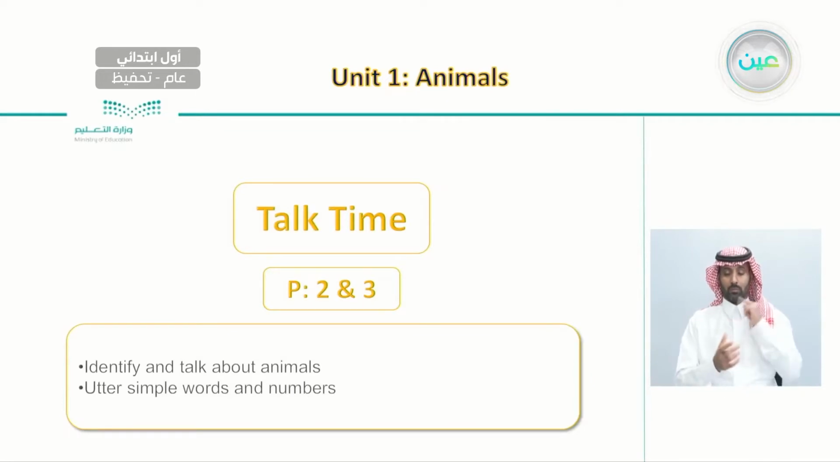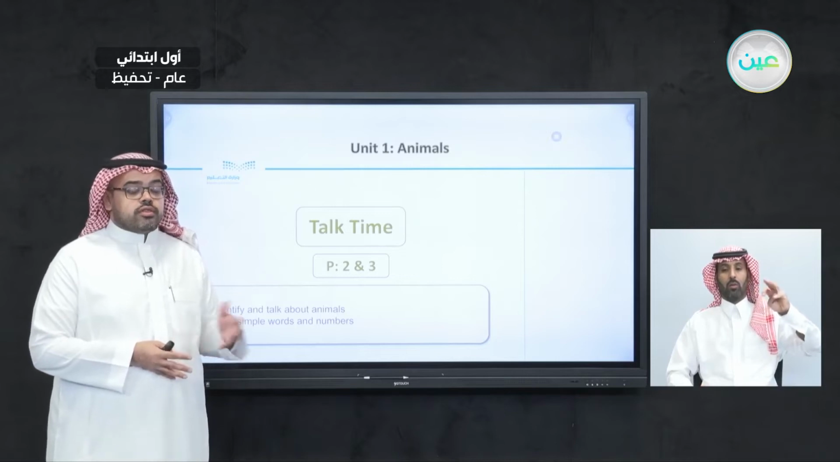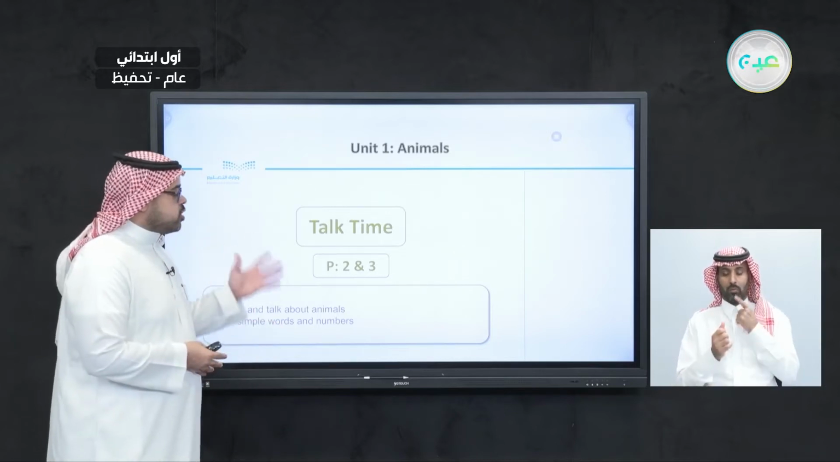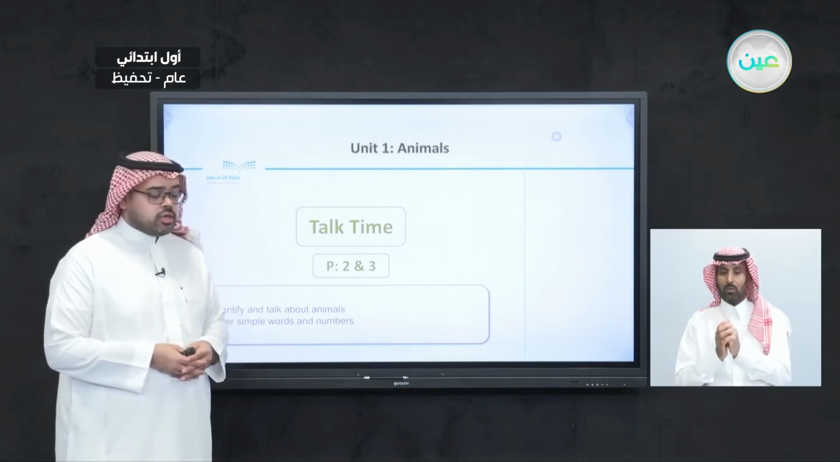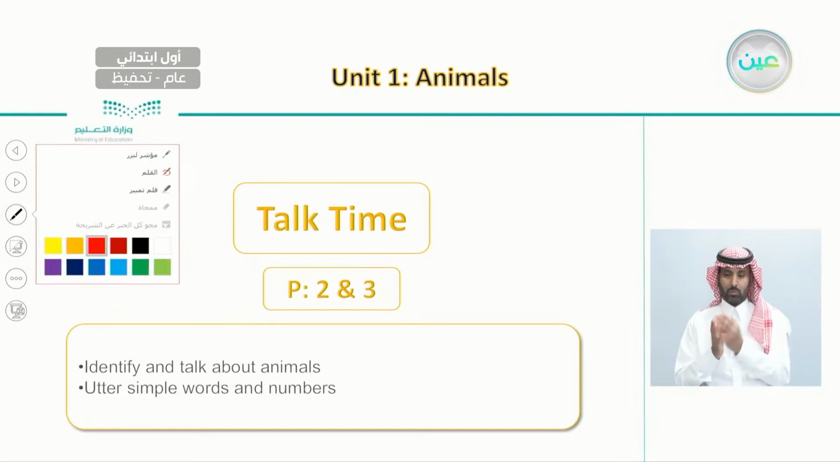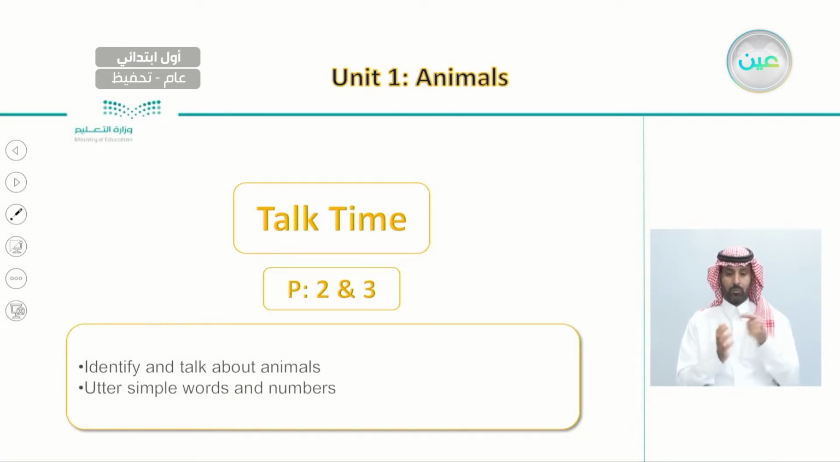So in today's lesson in evaluation, we're going to review the first unit that is called animals. And the first lesson we did learn in this unit was called talk time, that can be seen on pages 2 and 3. And our goals in this lesson were to identify and talk about animals, and also to utter simple words and numbers.